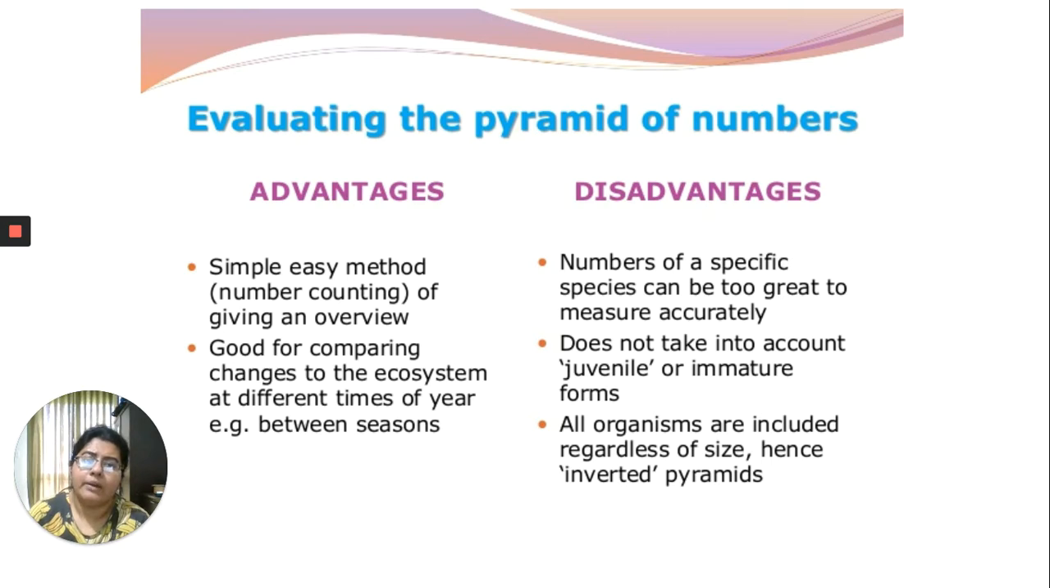And also the pyramid of number does not count the babies or the immature or juvenile forms. So they always count the adults. All organisms are included regardless of size, hence inverted pyramids. Now size is not taken into consideration. So even if there is one tree which is huge, the block representing the tree will be small, even though the tree is huge and its biomass is large. So these are some disadvantages and that can confuse people.